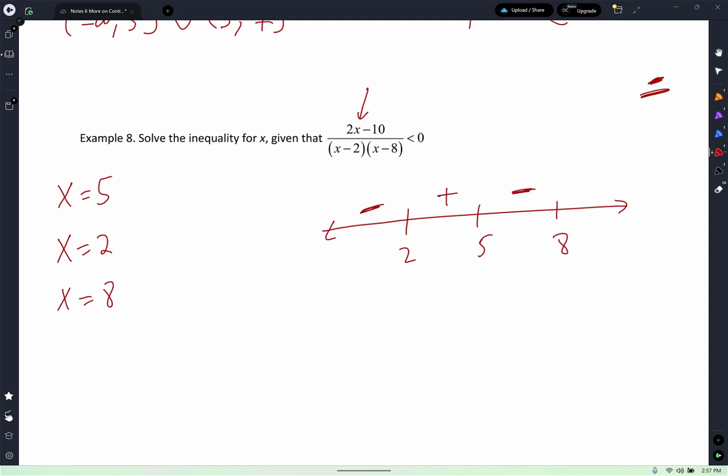What this says, I want my statement to be negative, because that's what it says. I want that statement to be less than 0. So it is true between negative infinity and 2, union from what to what? 5 to 8. And there it is. Make sure parentheses on everything, and we're done. How do we feel? Do we feel good?